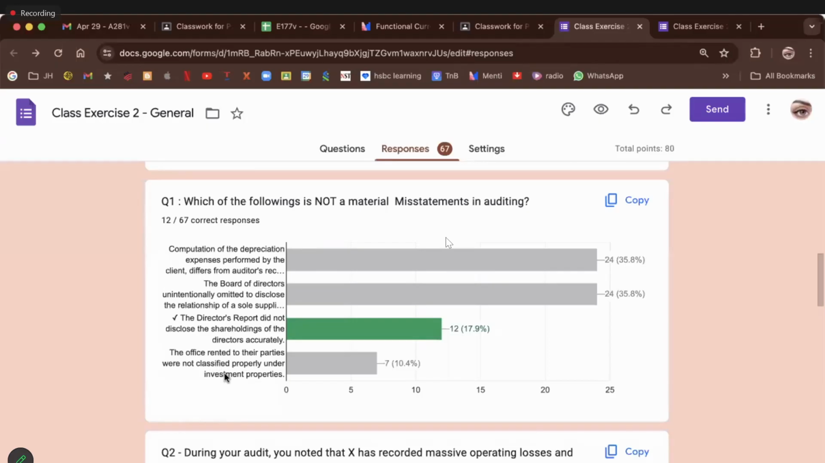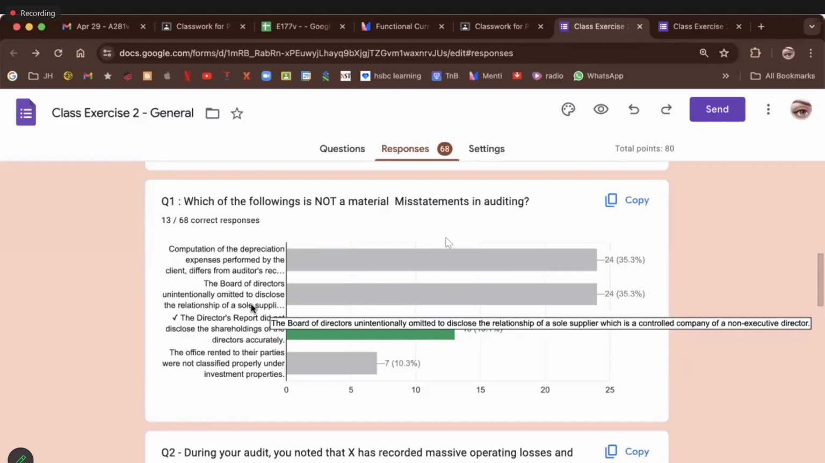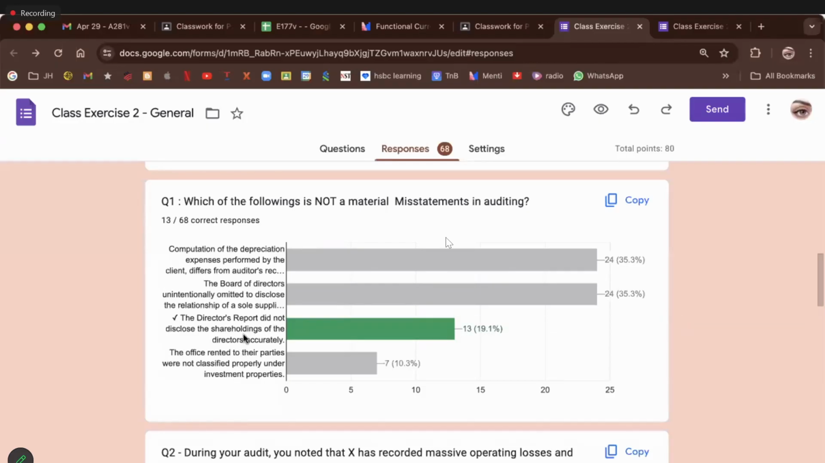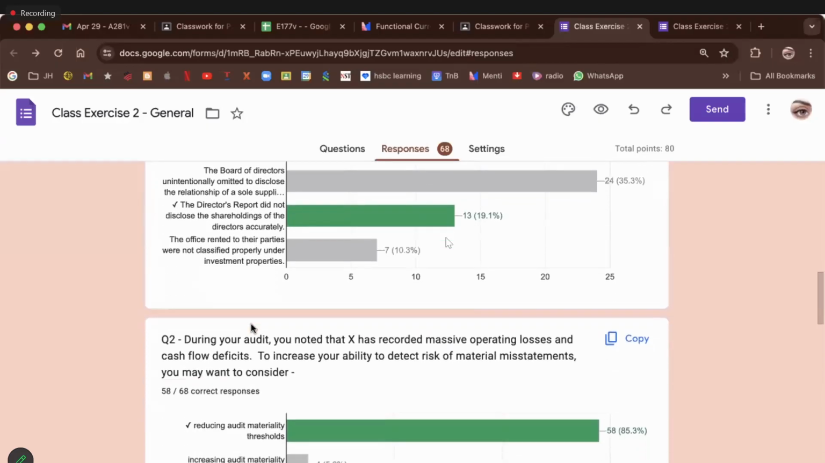So usually, all right, if you have a building and the building is rented to third parties for rental income, it should be classified under investment properties. Wrongly classified is still considered a misstatement, all right? So by these three, I think the director's report error here is probably not part of our examination material misstatement in auditing. So this is the odd one. So this is the most likely answer, all right? But this question could be tricky.